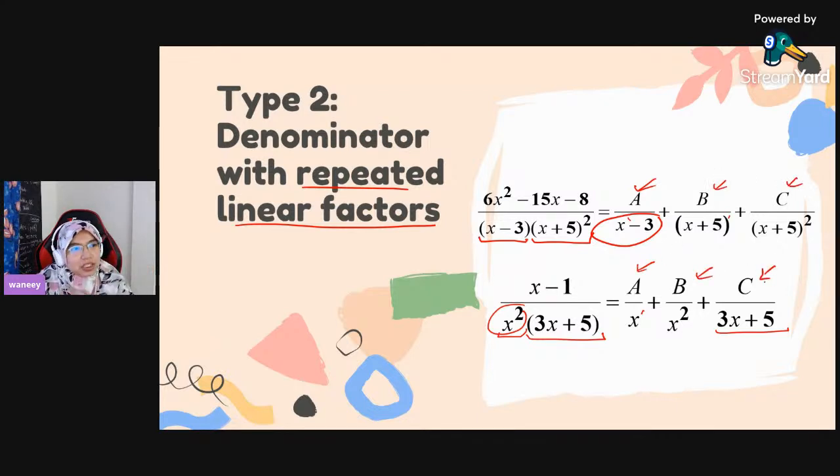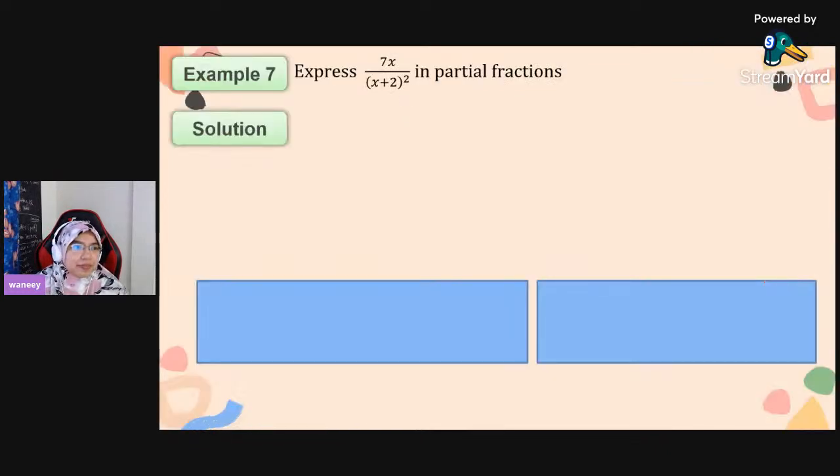A word of caution for type 2, you must be very careful when you want to have a common denominator. So I'll show you what is the easiest method to know how to do the common denominator. Okay, so I'll show you later on. Okay, so now try to express 7x over x plus 2 square in partial fraction.